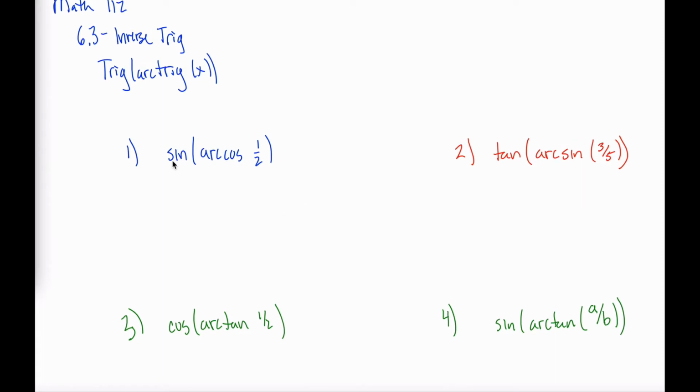This first question is asking what is the sine of the arc cosine of 1/2? Well, the first way you could attack this is just like you did in the previous video. You could work from the inside out. So you could ask yourself, what is the arc cosine of 1/2? Remember, this is asking for an angle. And the restriction on that angle, because we're talking about arc cosine, is between 0 and pi. So you're thinking about the top half of your unit circle.